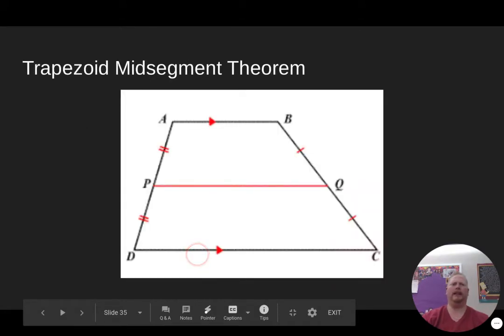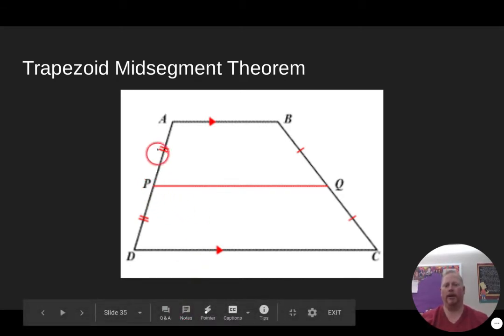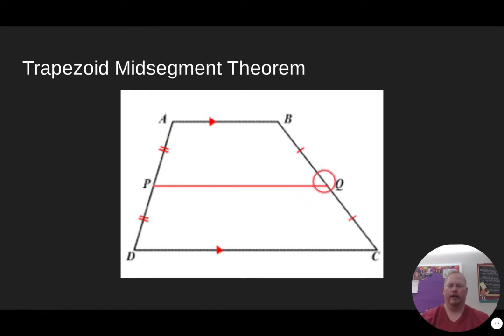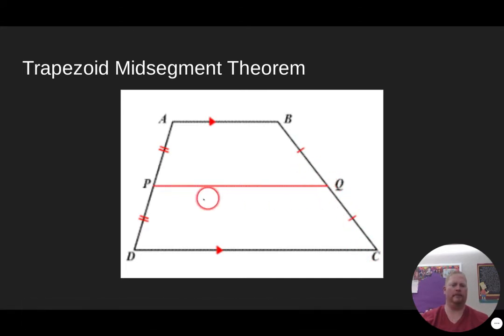Okay, so that's been a lot. So let's just go ahead and slow it down for a second. Now let's talk about something called the trapezoid mid-segment theorem. What that says is if I find the midpoint of this leg, so you can see P is right in the middle there, and I find the midpoint of this leg, so Q is right in the middle, and then I connect it, that makes PQ the mid-segment. So it's just connecting one midpoint to another.